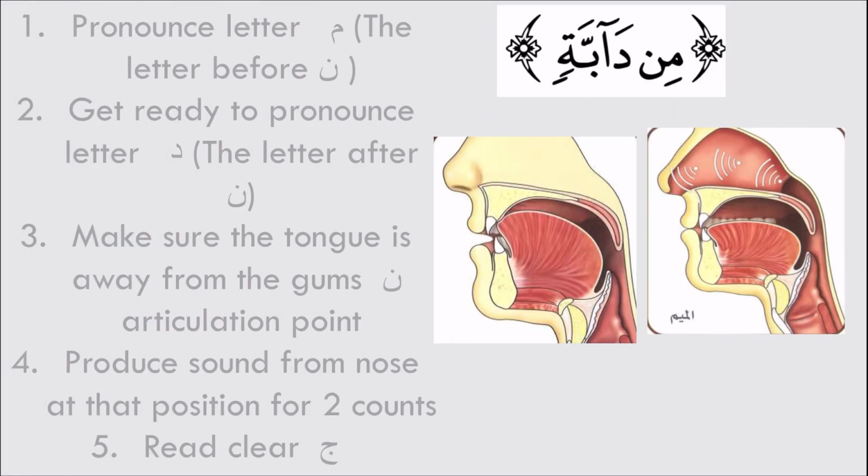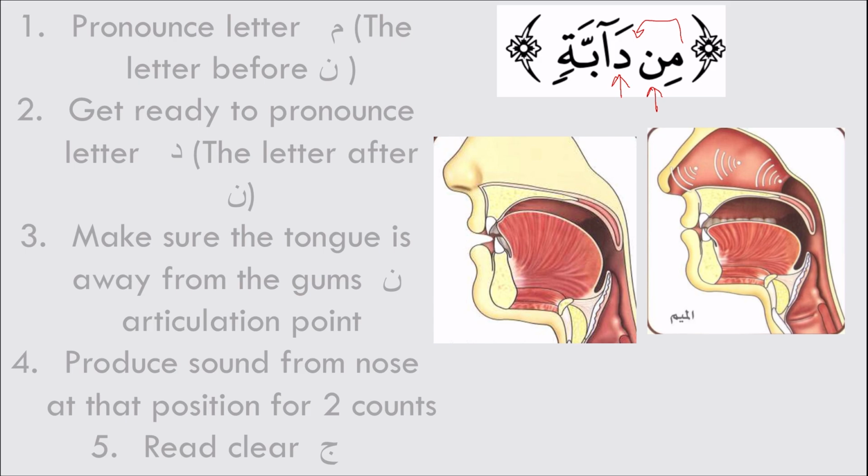Next example, if I have noon sukun at the end of a word followed by dal at the beginning of the new word, the same as every time, I will get ready from the meem to the dal. As I have the word min, I will stretch it a little bit, min, to know where the position for my tongue is, where I should put my tongue. Then make the sound from nose and mouth both together, min. Make sure the tongue is away from the noon articulation point and closer to the dal articulation point, not touching anywhere, and the sound comes from the nose freely without any problem.